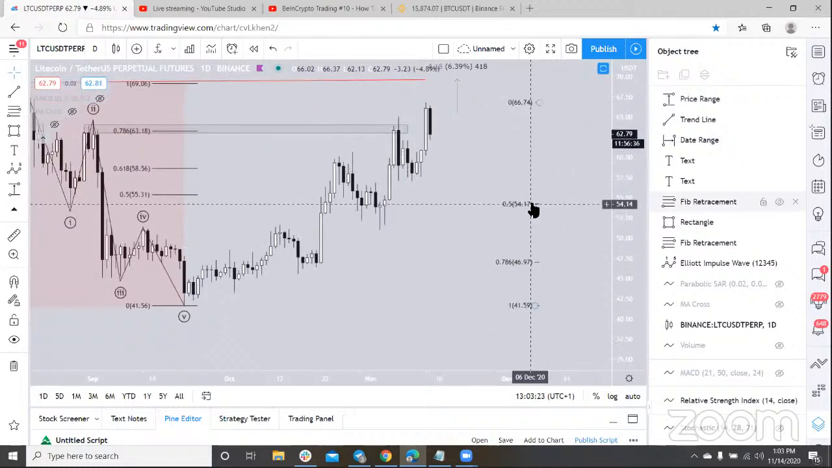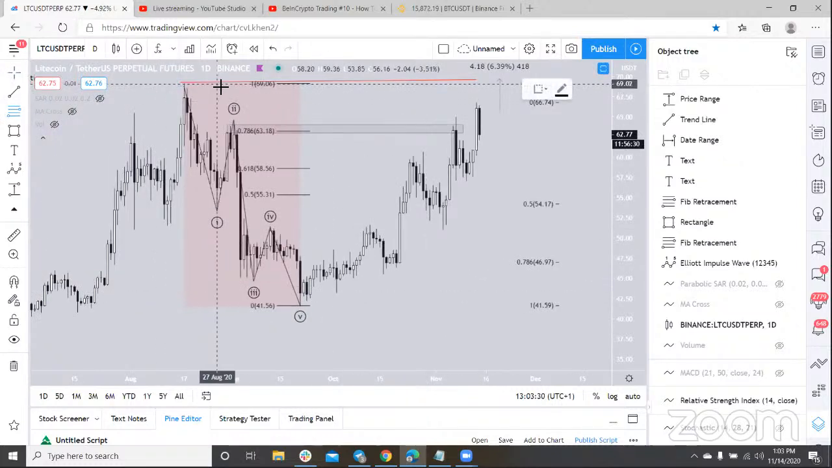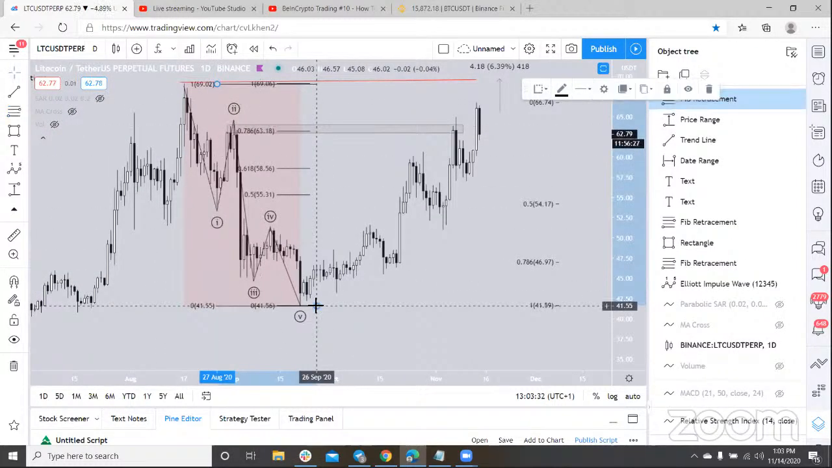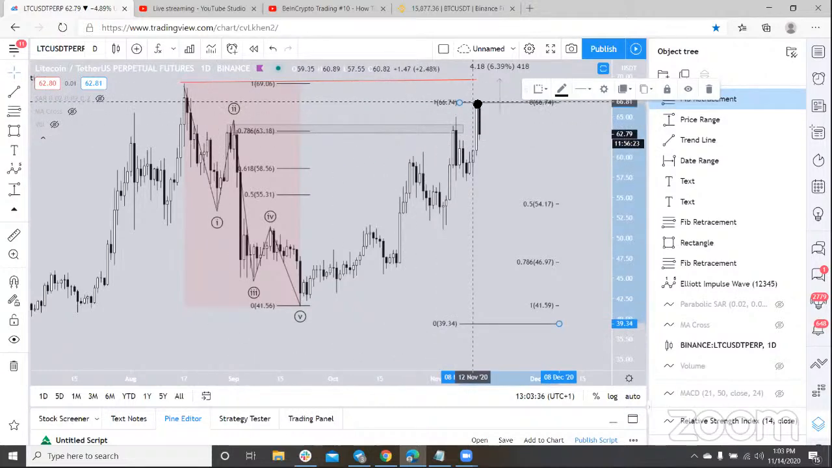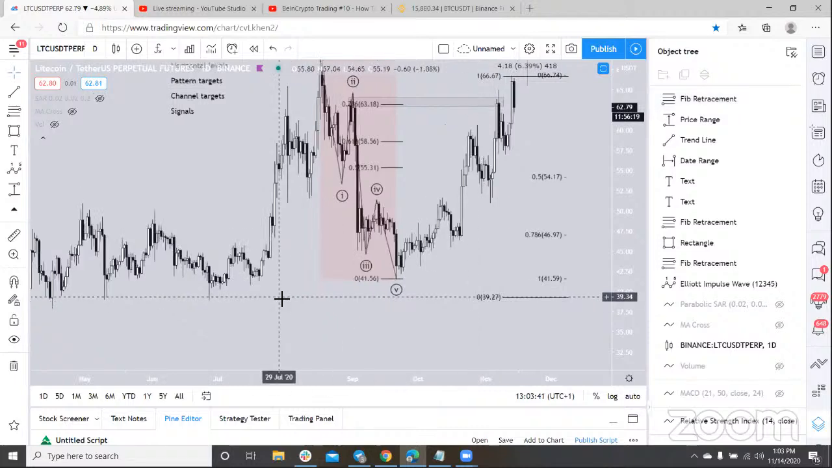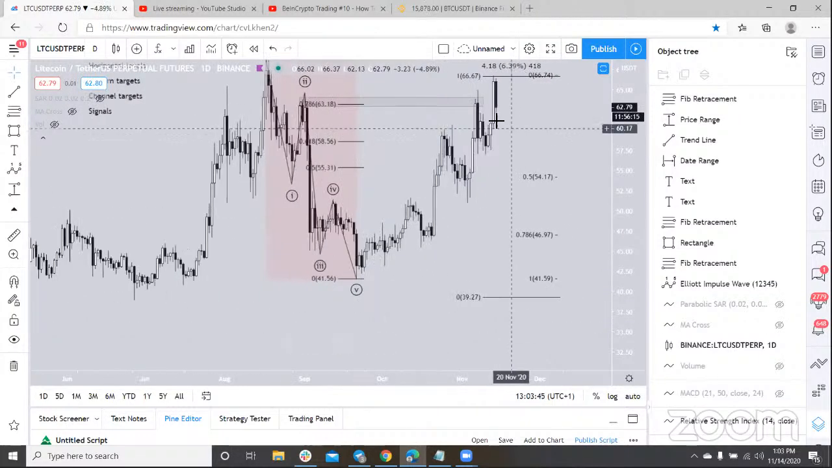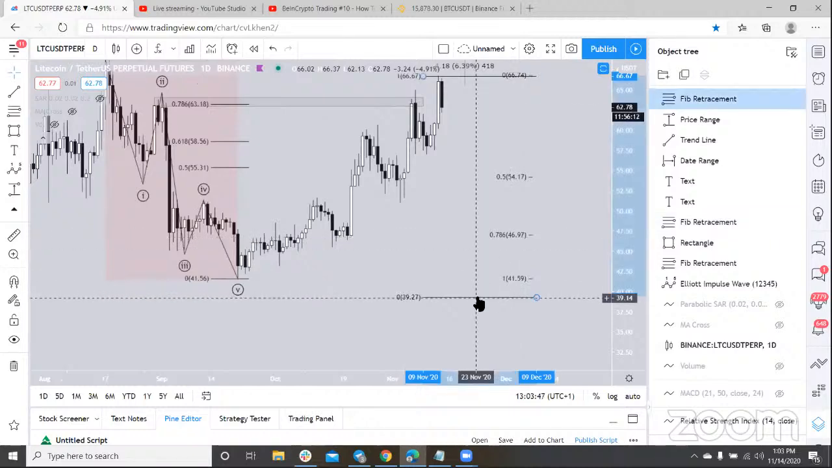But this is my first target. This is my second target. And my third target would be this, projected here. So my third target would be 39, also with this wick here. Maybe we'll go a little lower to take out some stops, but that's basically it. My third target would be right here.